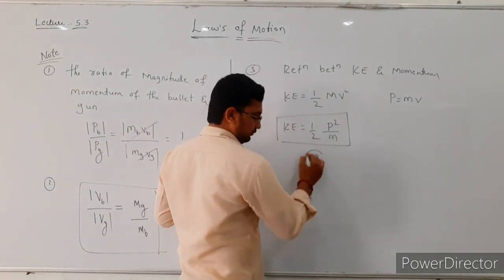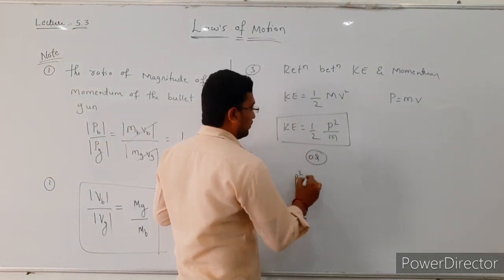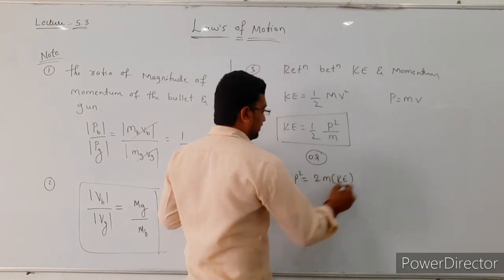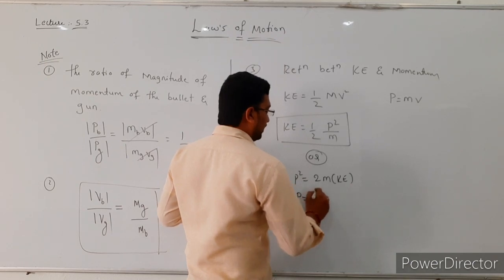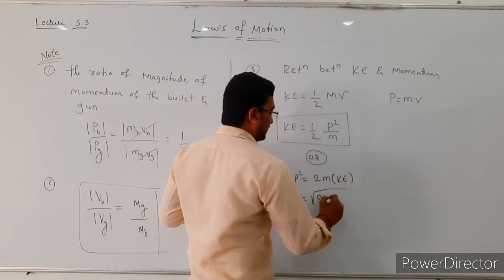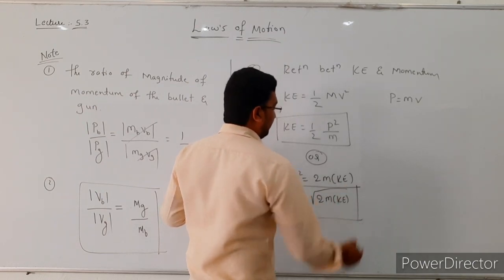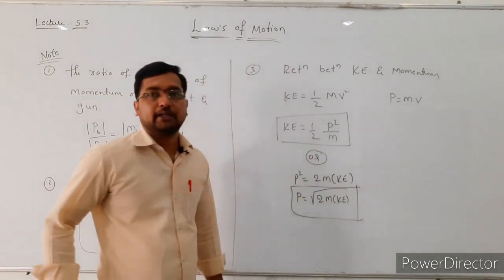Or, p square is equal to 2m into kinetic energy. So then p is equal to under root of 2 into mass into kinetic energy. So this is the relation between the momentum and the kinetic energy.